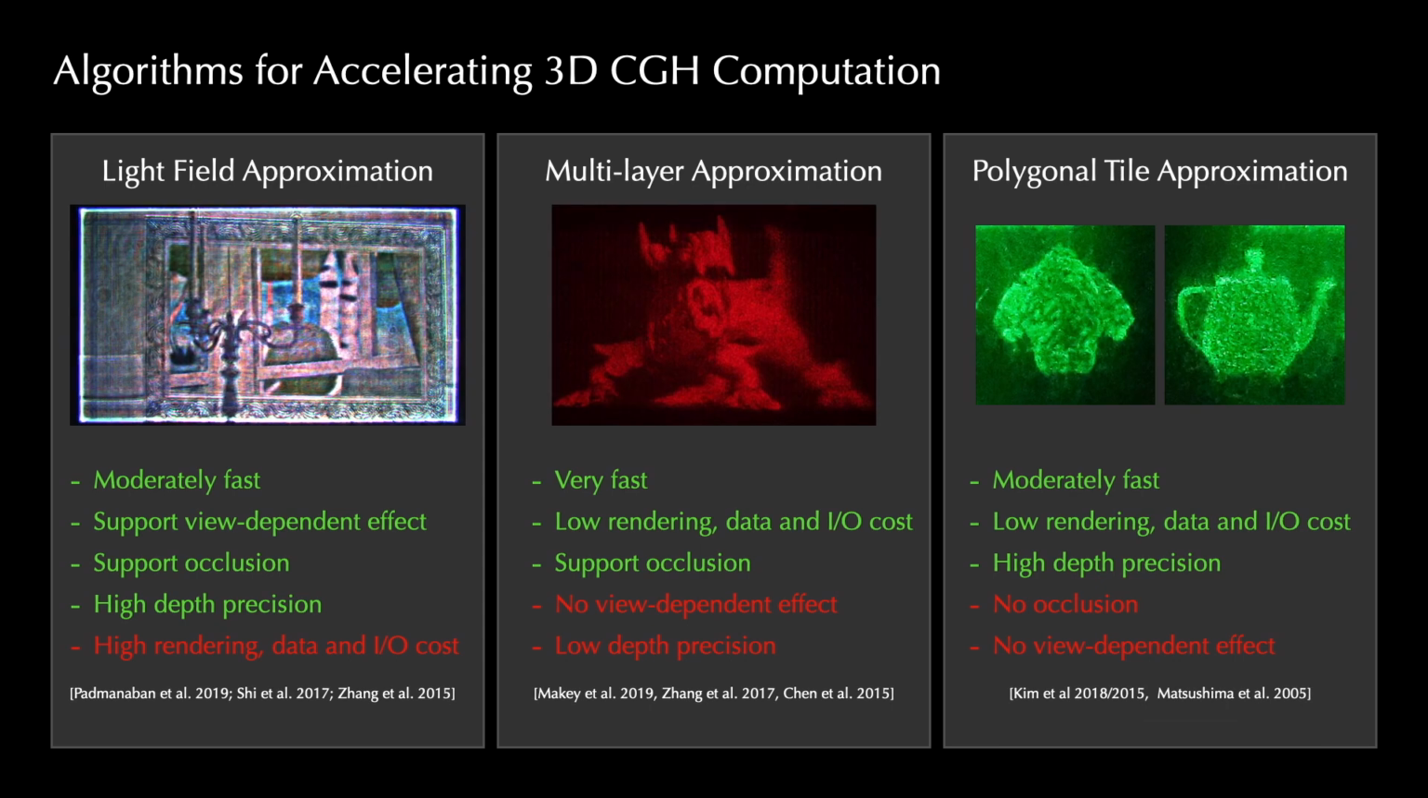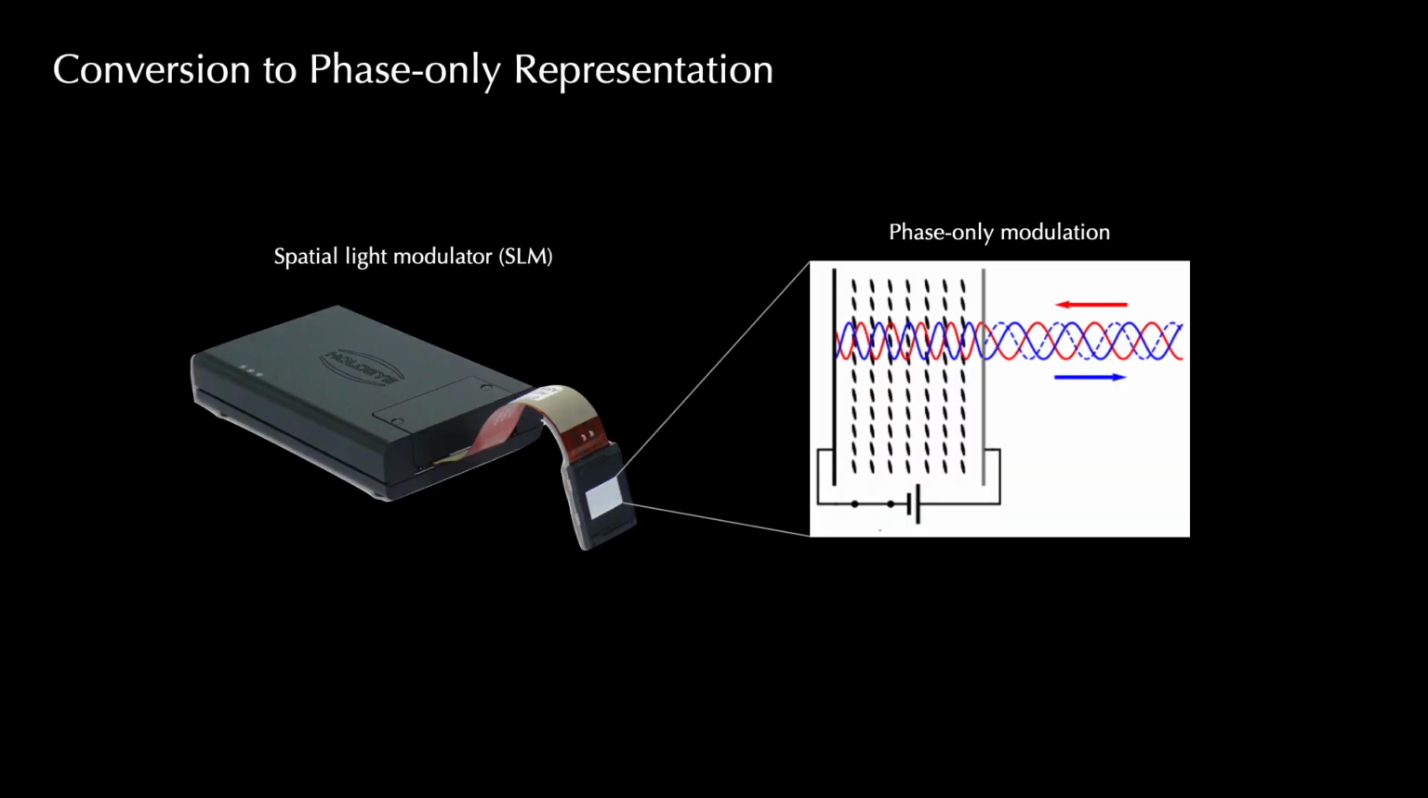However, these approaches explicitly trade image quality with computational speed, and the demonstrated results do not provide a compelling 3D experience. To display a hologram, most existing liquid crystal-based spatial light modulators can only modulate the phase of the incident light, so we have to further convert the complex-valued hologram into a phase-only representation.